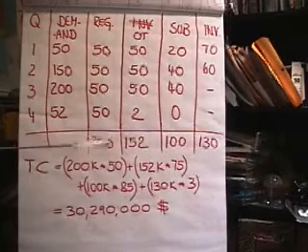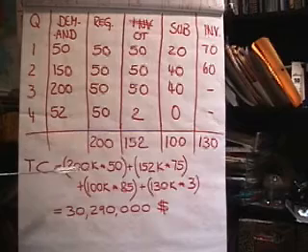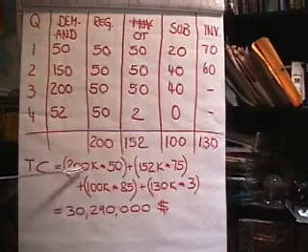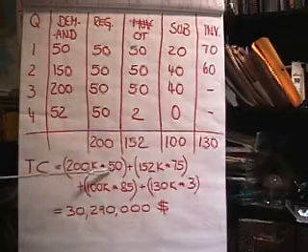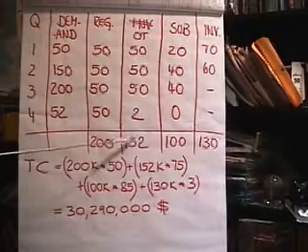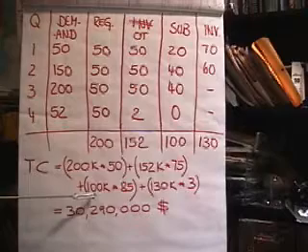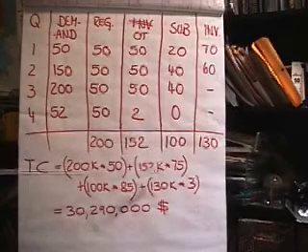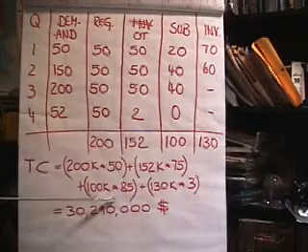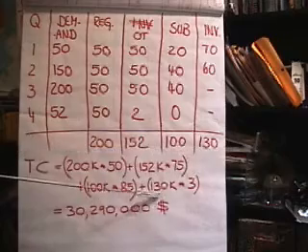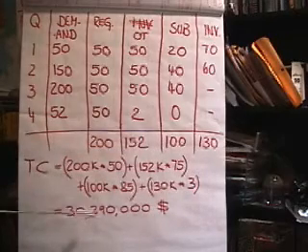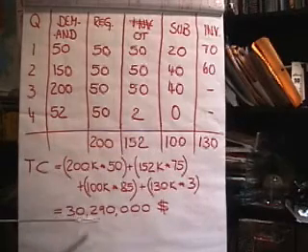So the total cost then that we calculate are 200,000 times 50 for regular production, 152,000 times 75 for overtime production, 100,000 times the $85 for subcontracting, and 130,000 that we carried over in inventory times 3, which is 30,290,000.